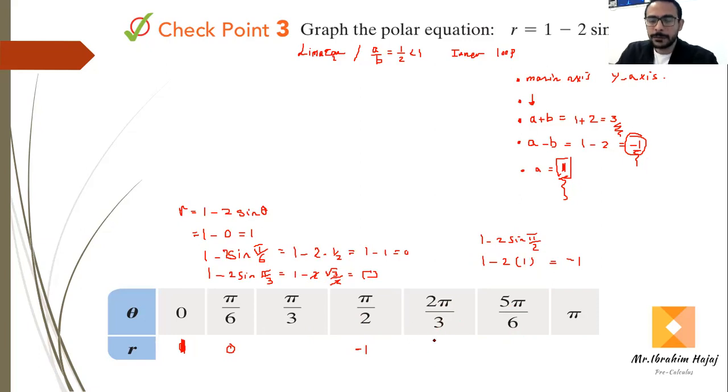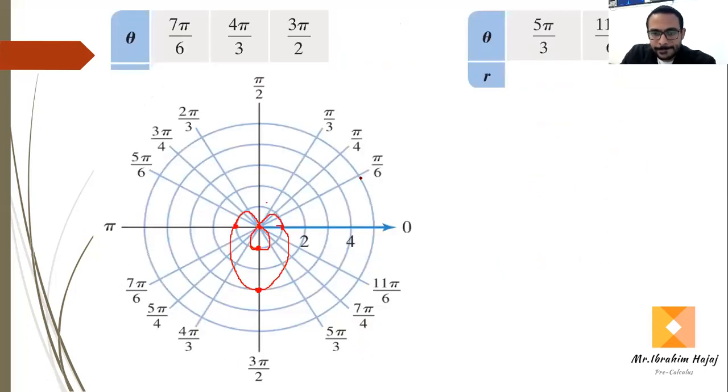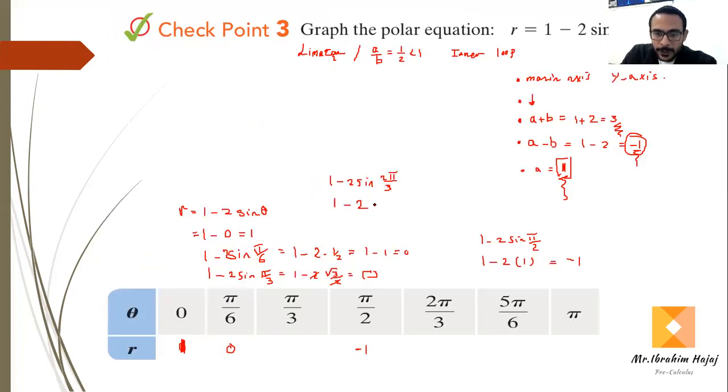2 pi over 3, and what value, guys? 1 minus 2 sine 2 pi over 3. I don't have a calculator here, so tell me what's the value. Where is 2 pi over 3? It's here, same as pi over 6. It's half, right? And it's going to be positive, so your answer is 0 again.